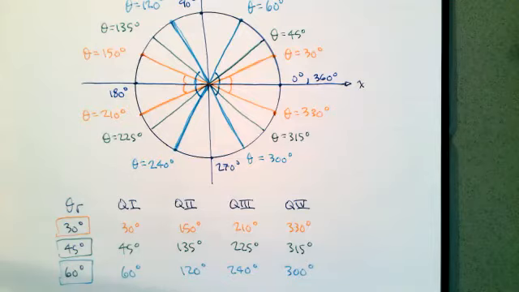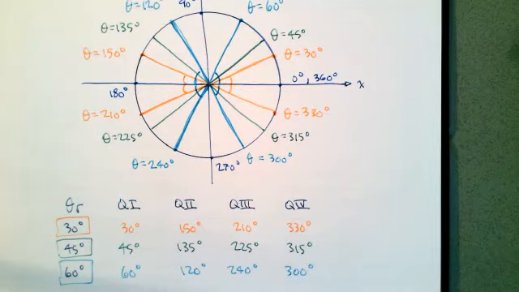So if I say, what's the reference angle and quadrant for 315? You say it's 45 degrees and it's in the 4th quadrant. What's the reference angle and quadrant for 120? You would say it's a 60-degree reference angle in quadrant 2.